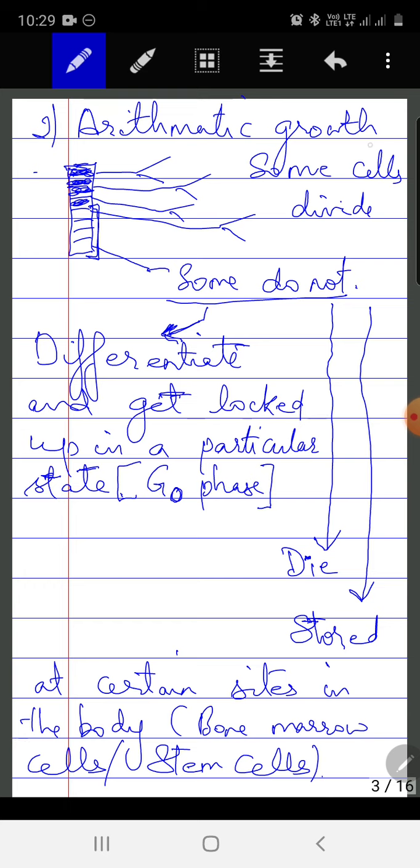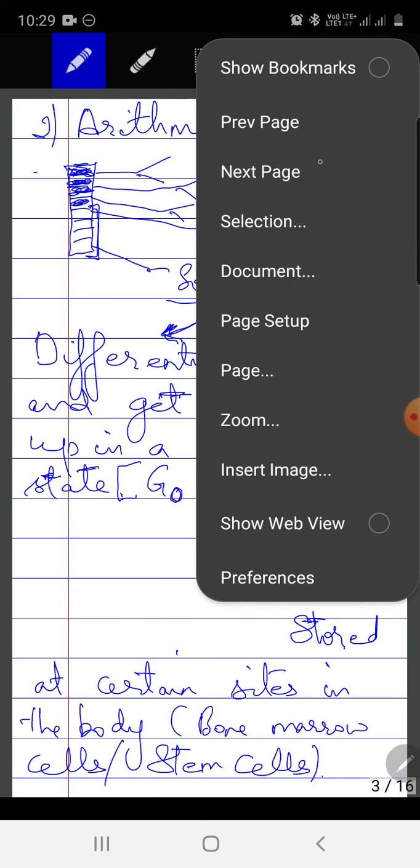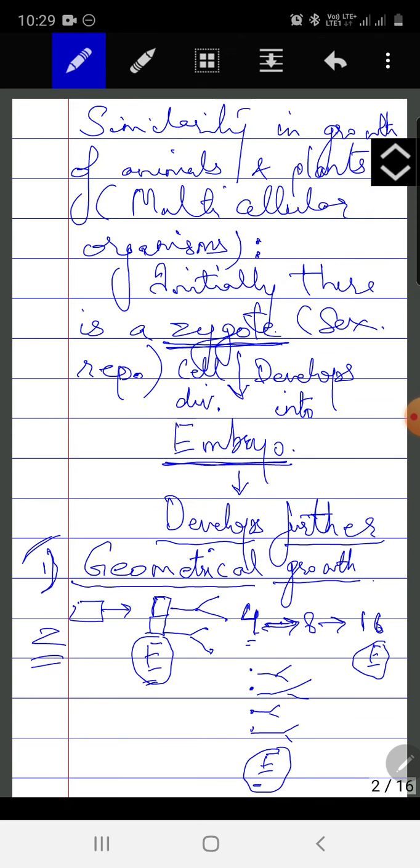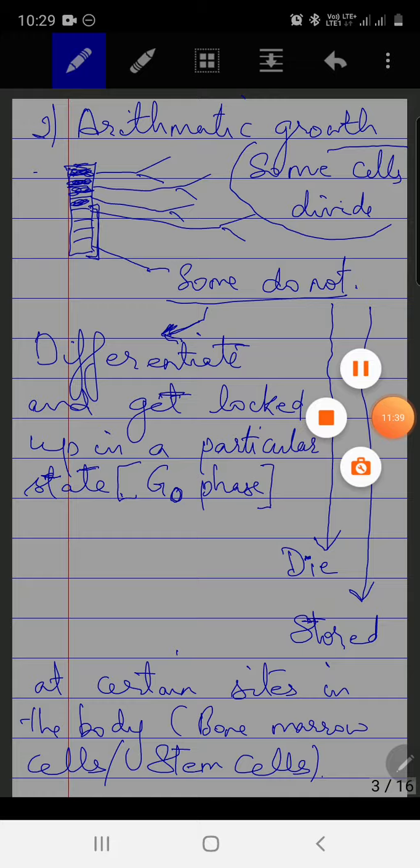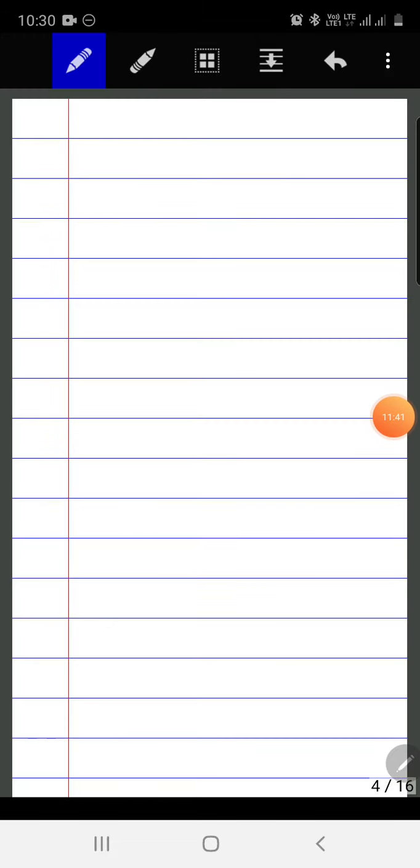What is the meaning of arithmetic growth? When only some cells divide. So this is the kind of growth that we have seen, which is similar in animals and plants, the multicellular organisms. They show two kinds of growth, the geometrical growth and the arithmetic growth. And this is all about growth.